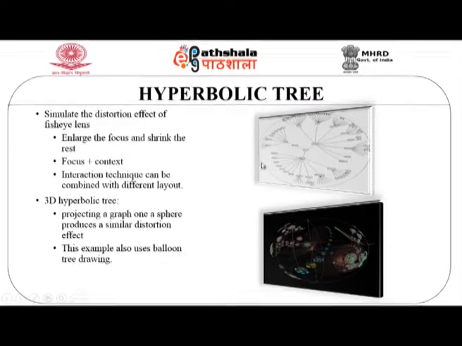We have learnt already that in the focus plus context approach, we try to focus on the objects of interest, and the context information is also shown along with the focused information, but in a much distorted view. The focus is shown as an enlarged view, whereas the context information is shown in the form of a shrunk view. That is your focus plus context and fisheye distortion technique. Here it uses various interaction techniques, and it can be combined with different layouts. In the case of 3D hyperbolic tree layout, you are projecting a graph on a sphere, and it produces a similar distortion effect. This also uses a balloon tree drawing approach.